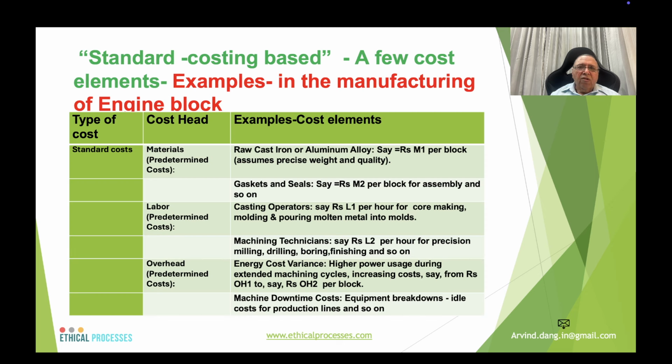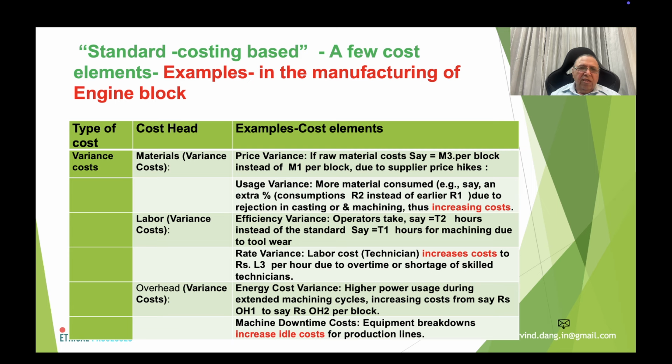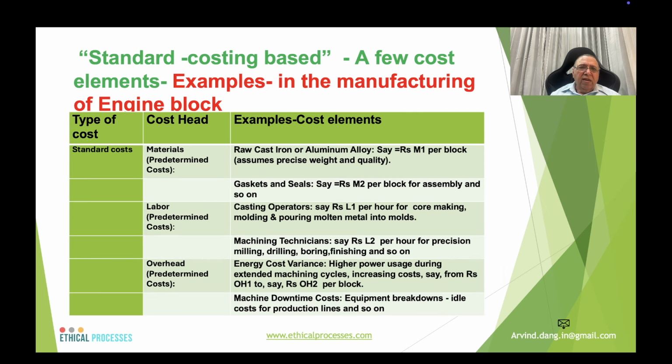The last one, standard costing based. Examples are in the manufacturing of engine blocks. Here there are two types of cost. One is standard cost and second is the variance cost. Let's look at the standard cost. These are the materials predetermined cost, labor predetermined cost, and overhead predetermined cost.